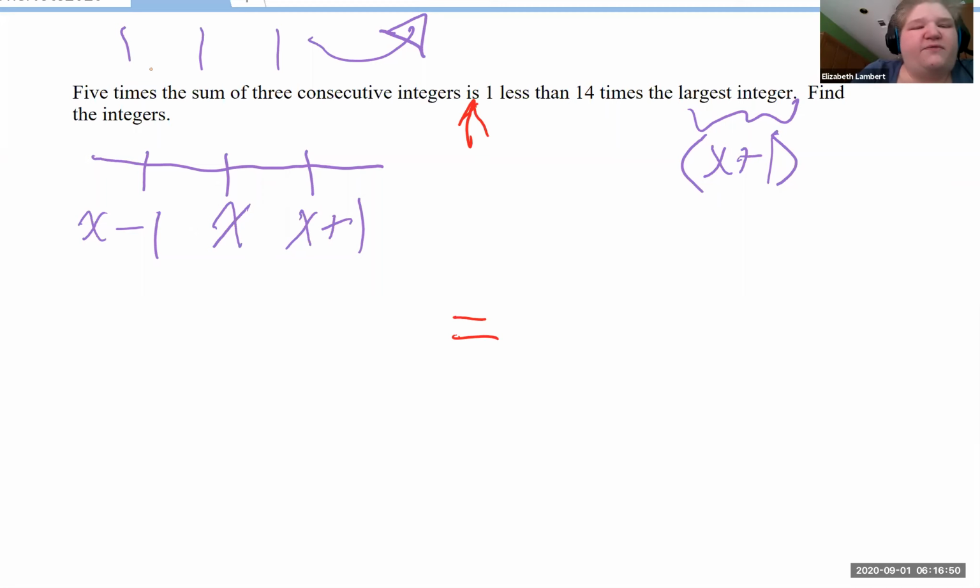All right, so we have 5 times the sum of 3 consecutive integers. So I figured out how I'm writing my 3 consecutive integers. Now we're going to backtrack. It says the sum. So I'm going to write those guys down and add them. Now just to be extra careful.